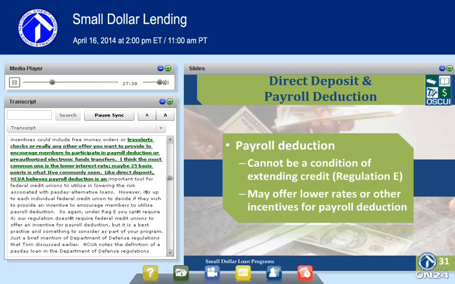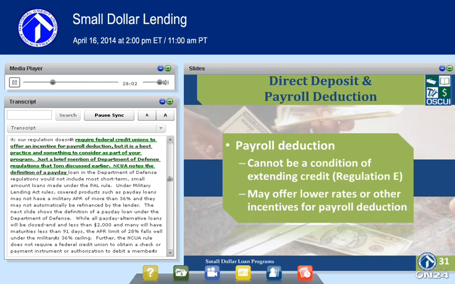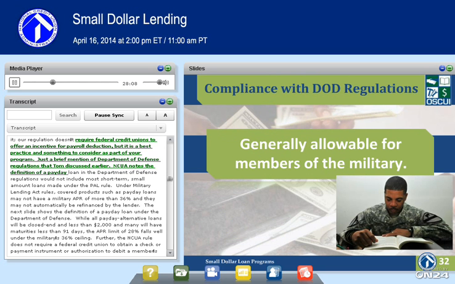Like direct deposit, NCUA believes payroll deduction is an important tool for federal credit unions to utilize in lowering the risk associated with payday alternative loans. However, it's up to each individual federal credit union to decide if they wish to provide an incentive to encourage members to utilize payroll deduction. So again, under Reg E, you can't require it. Our regulation doesn't require federal credit unions to offer an incentive for payroll deduction, but it is a best practice and something to consider as part of your program.